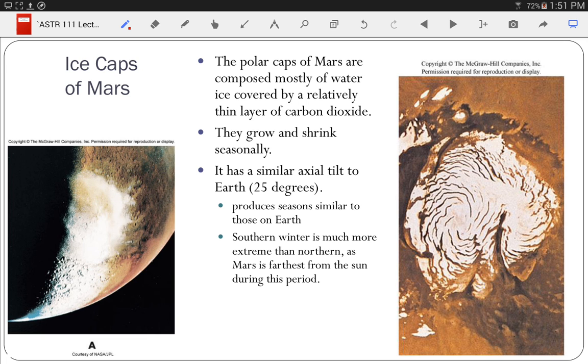And finally, for this segment, the polar ice caps. Mars is tilted 25 degrees. Do you remember how much the Earth is tilted? That is 23.5. That is the tilt of the axis of rotation compared to its orbit. We're tilted 23.5 degrees. What happens on Earth because of that tilt?